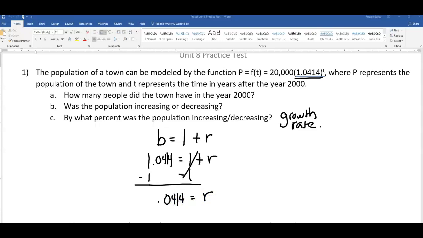Now that's our R value. However, we do want to change it to a percent, and you do that by multiplying it by 100.